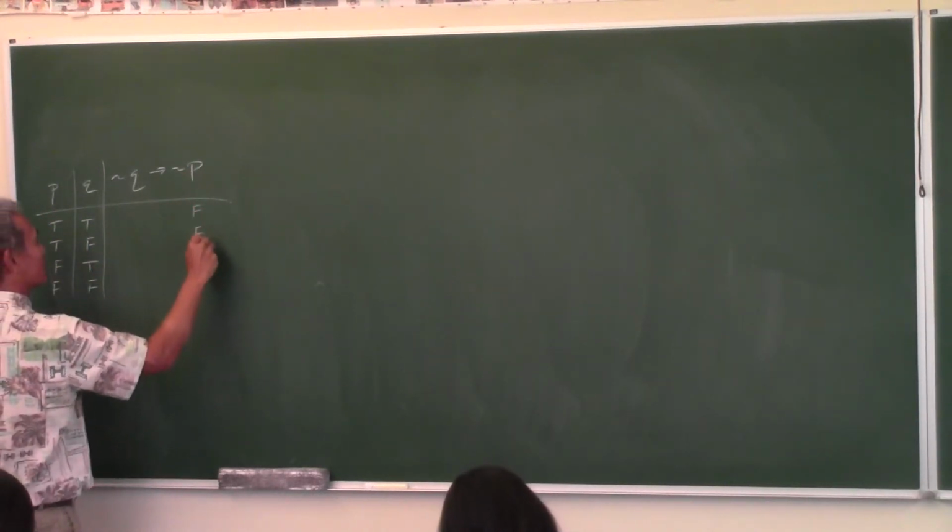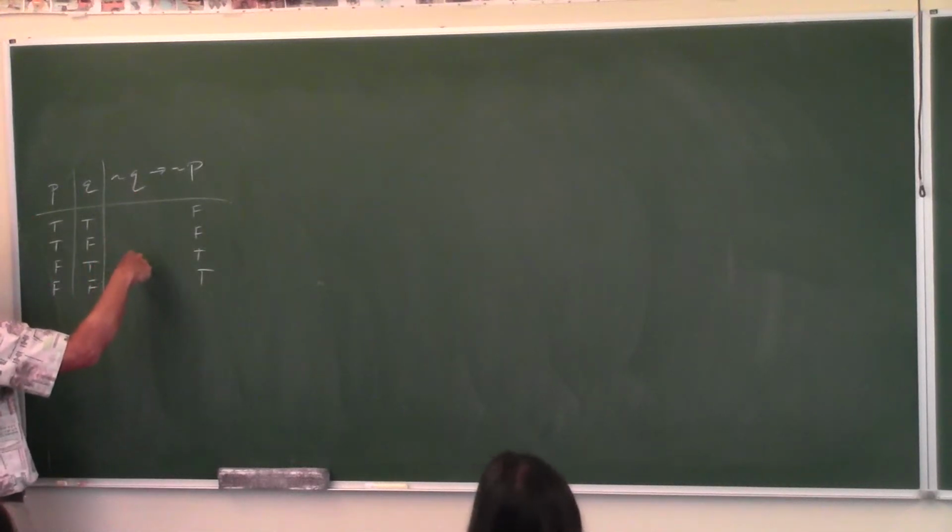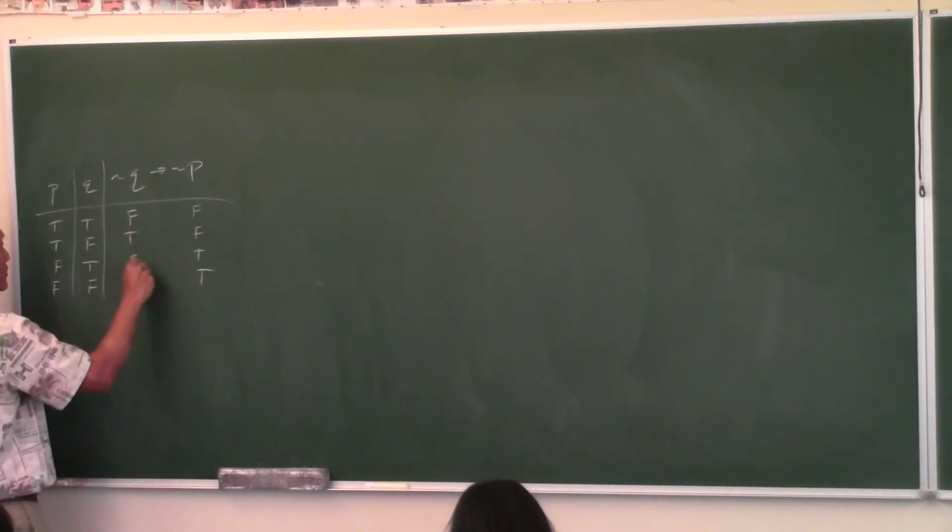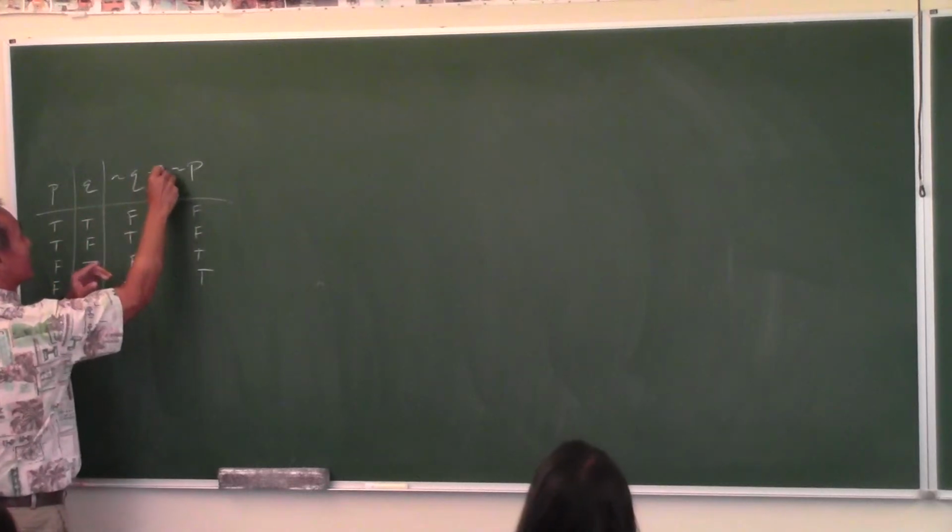If P is true, true, false, false, what is not P? False, false, true, true. And then what is not Q? False, true, false, true. And then you gotta connect these two with the conditional statement.